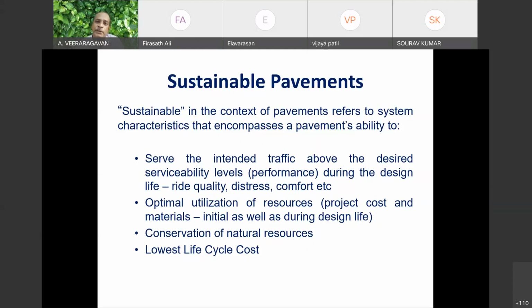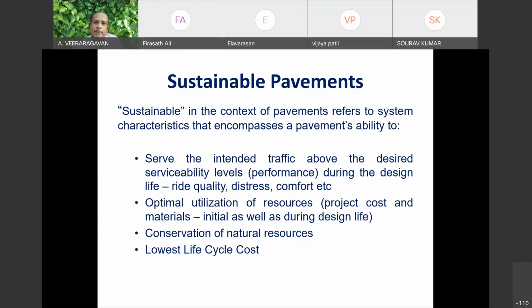How optimally can you utilize the available resources? There are two factors here. One is project cost. Second is materials. As I just now mentioned, material availability is a major challenge. And I also told at the beginning that funding is limited.